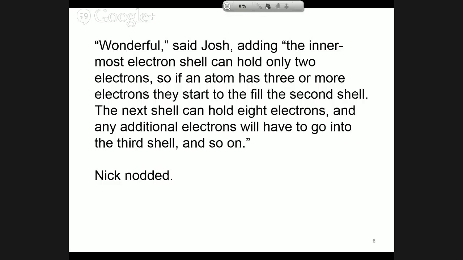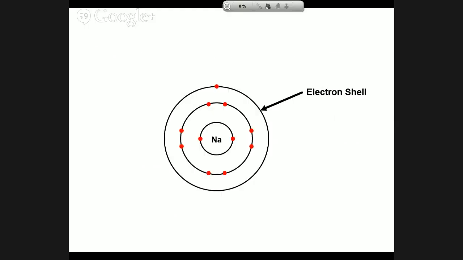And what they're saying here again is they're talking about these shells, and the innermost shell can hold 2 electrons. It can't hold more than that. So if we need to put more than 2 electrons in an atom, then we've got to move out to another shell, and we'll just start filling that shell up. And in the case of sodium, we need to go out to a third shell.